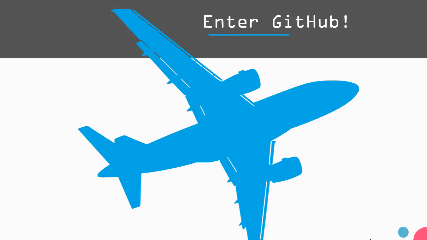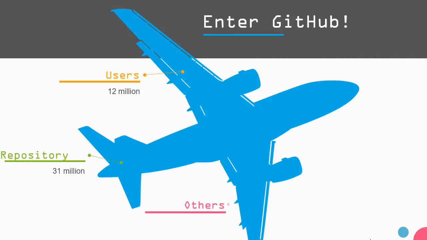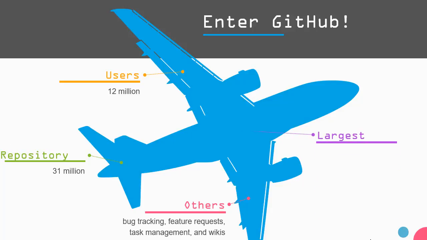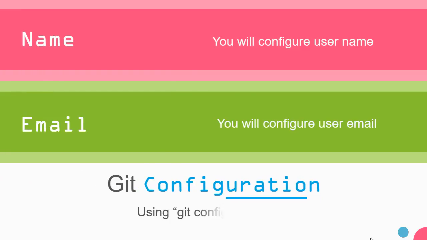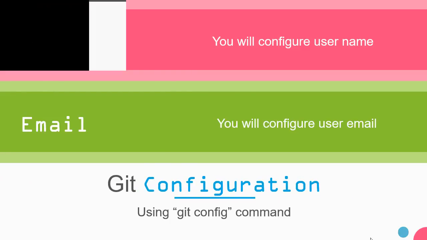GitHub is the largest host of source code in the world. As of February 2016, GitHub reports having more than 12 million users, more than 31 million repositories, and a lot of other features. You will learn how to configure your Git repository using author and email details.